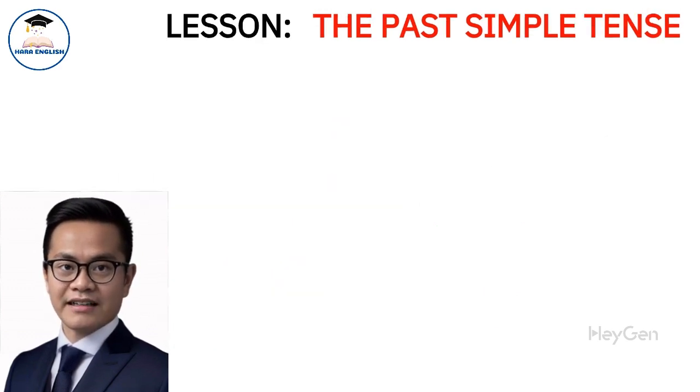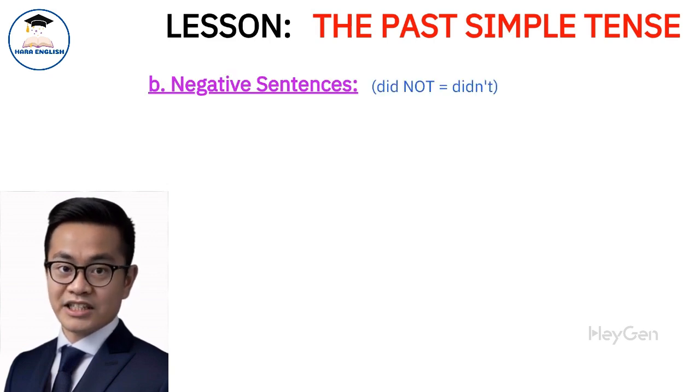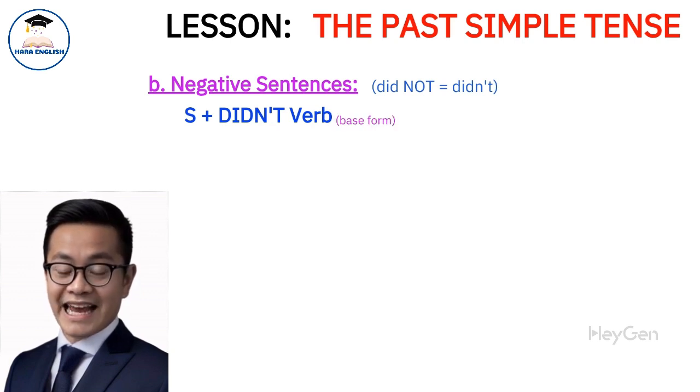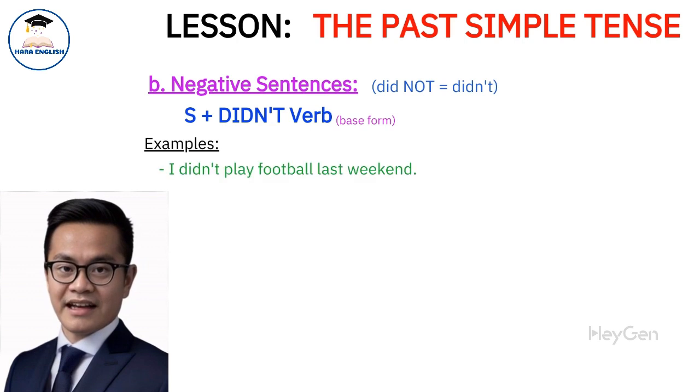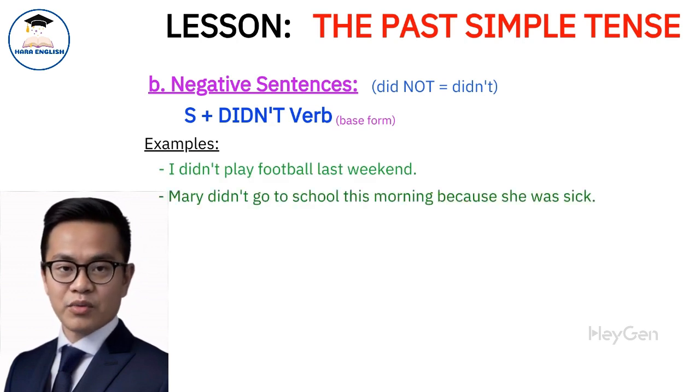Let's move on. For negative sentences, we use the word did not or didn't, and we go back to the base form of the verb. As you can see the structure, subject and didn't with verb in base form. And here are the examples. I didn't play football last weekend. Or Mary didn't go to school this morning because she was sick.